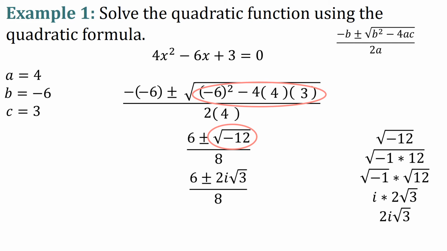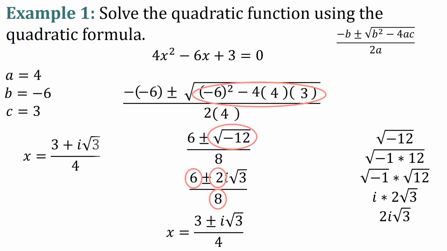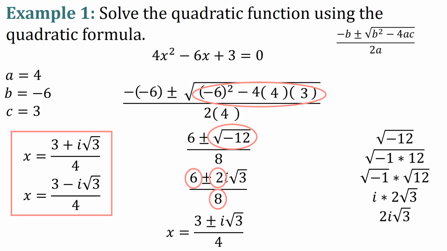I'm going to plug that into my function. And what I notice here is that I have 6, 2, and 8. All three of these are even numbers. Even if 3 was an even number, because it's inside the square root, I cannot touch it. But 6, 2, and 8 are all outside the square root. They are all even. It is time to simplify them. Since they're even, we can simplify by 2. 6 divided by 2 is 3. 2 divided by 2 is 1. And 8 divided by 2 is 4. So we get x equals 3 plus or minus i square root of 3 over 4. What this means is that x is 3 plus i square root of 3 over 4, and x is 3 minus i square root of 3 over 4. So those are our two answers to our quadratic function.